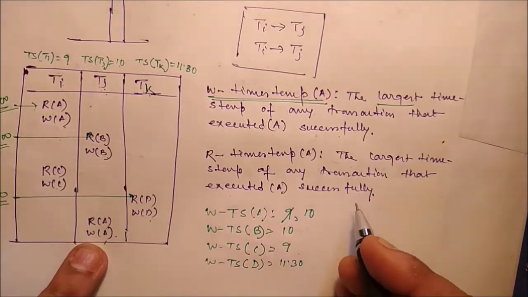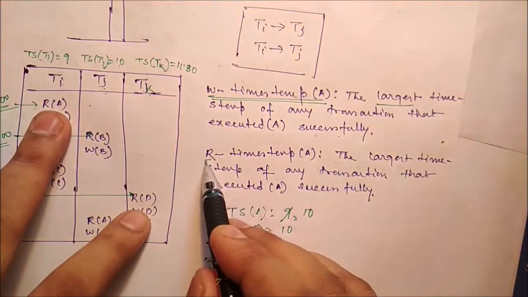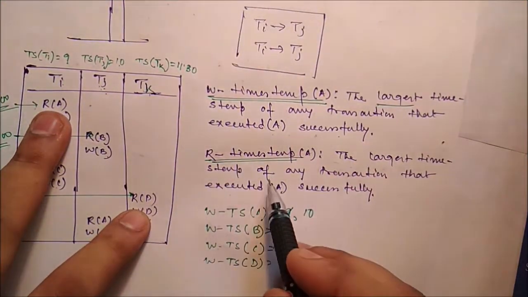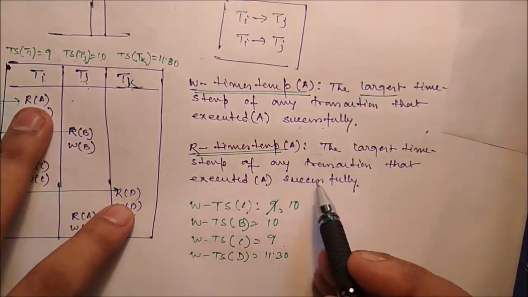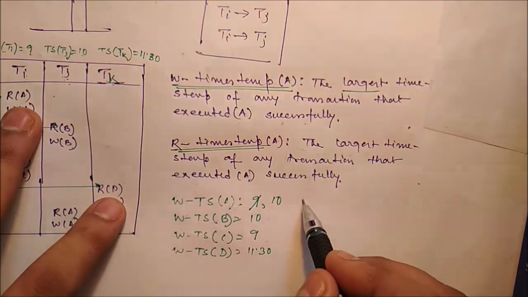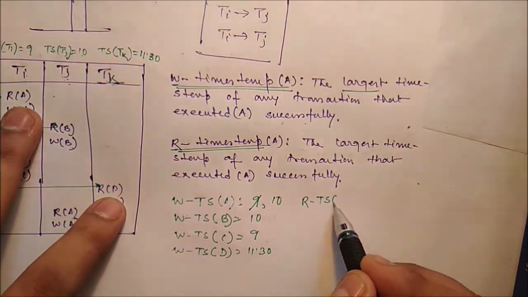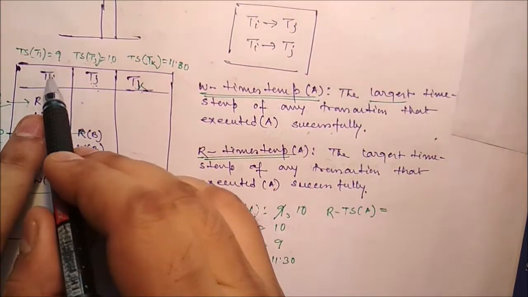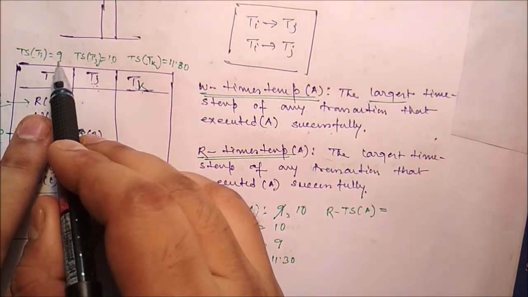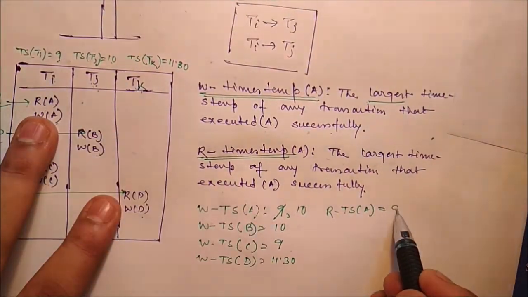Are you getting this one? Similarly, you can read the R timestamp value, so the largest timestamp of any transaction that executed A successfully, so we can see one by one. So R timestamp of A variable, in this case it is done by the Ti transaction, here it is 9, and the TSTI is 9, so it should be 9.